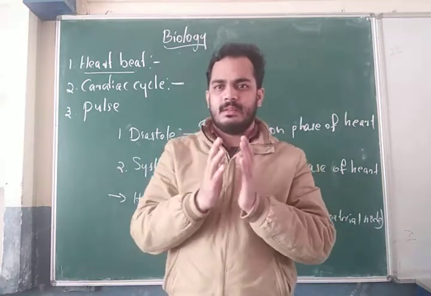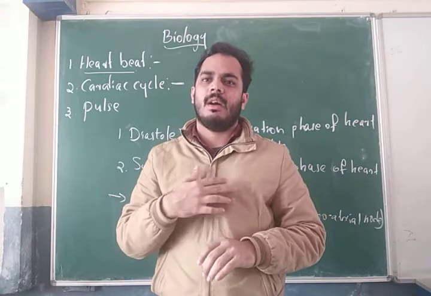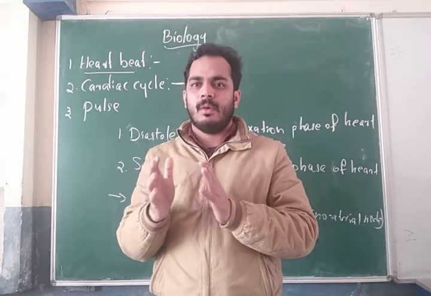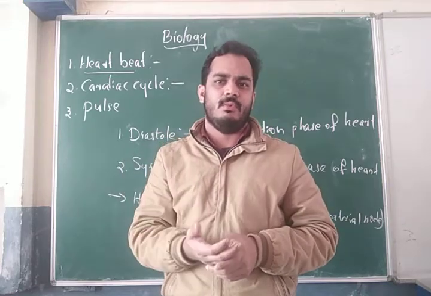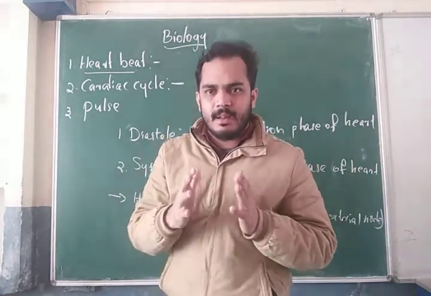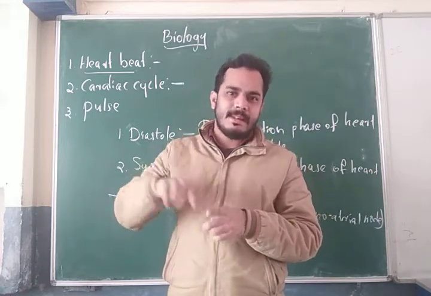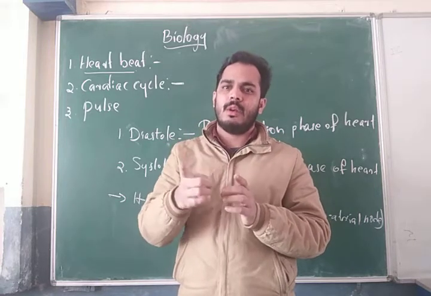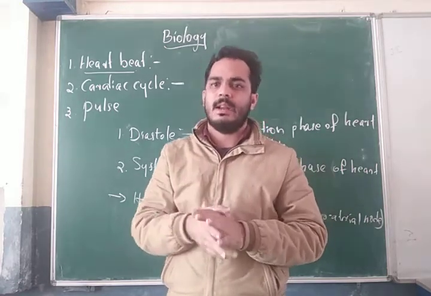The contraction phase of the heart and one relaxation phase of the heart, both together are called one cardiac cycle. One movement of both diastolic and systolic movement is a cardiac cycle. The movement of blood in one cycle is called the cardiac cycle. Simply, one systole and one diastole is equal to one cardiac cycle.